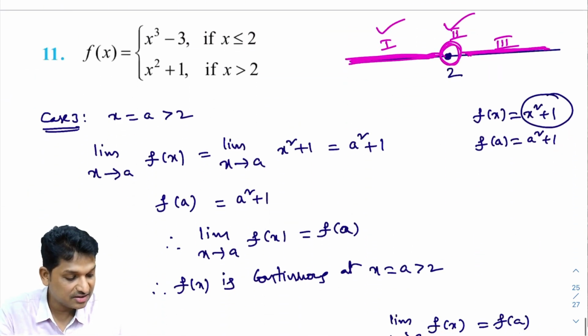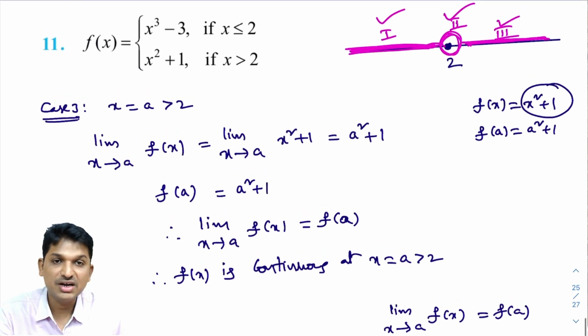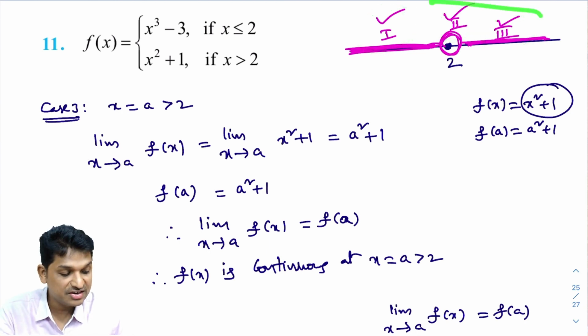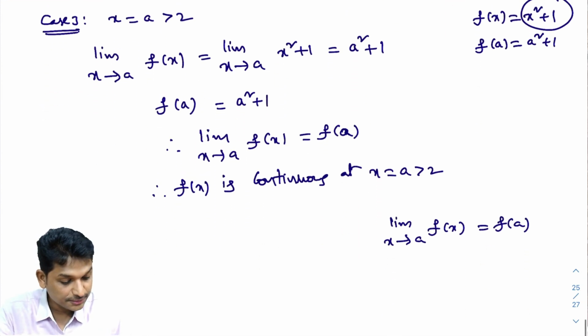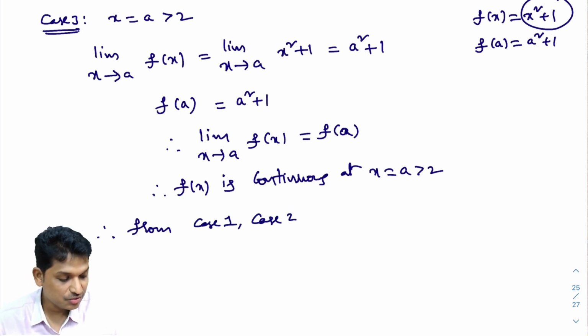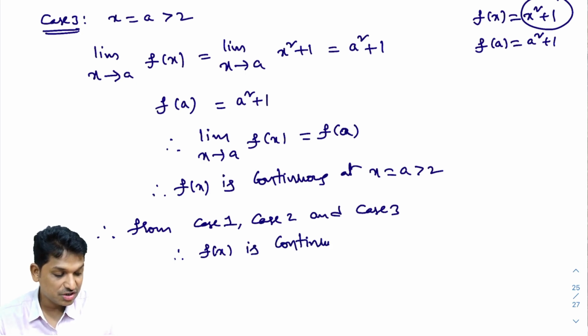Third case, just now we did third case. In third case, what you got? It is continuous. So case 1, case 2, case 3, everywhere it is continuous. If it is continuous on its entire domain, that means this is a continuous function. So I'll write the same thing. Therefore from case 1, case 2 and case 3, we can say that f of x is a continuous function.